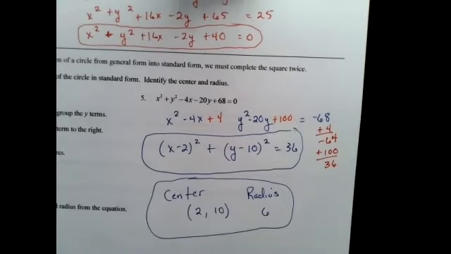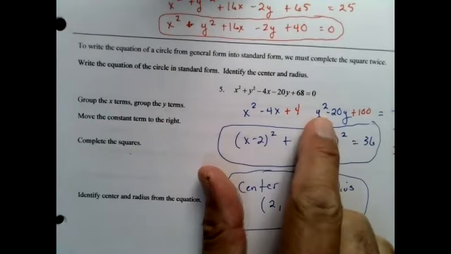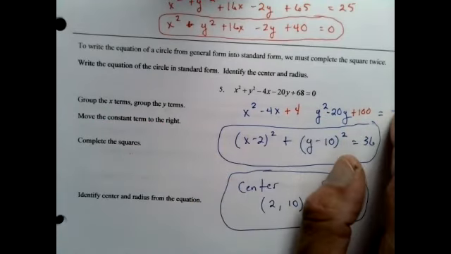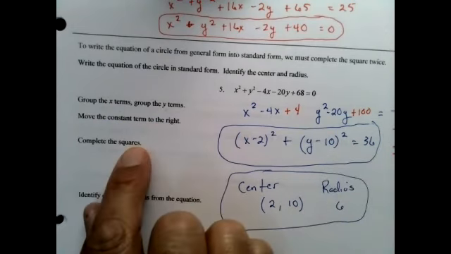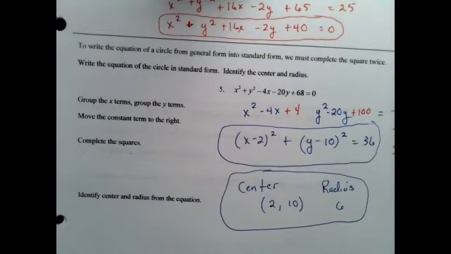And I'm going to throw this statement out. That looks so easy when I lead it and do a lot of the work. But what did we do? We grouped the x terms. We grouped the y terms. We moved the constant term over to the other side. Completed the squares. What I added to one side, I had to add to the other. And then I identified the center and radius.